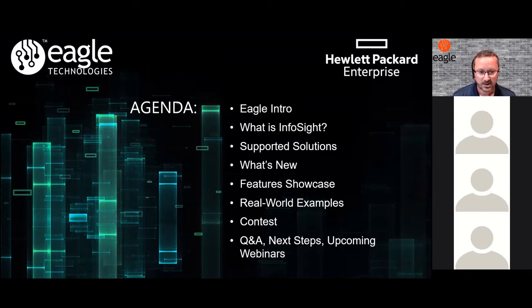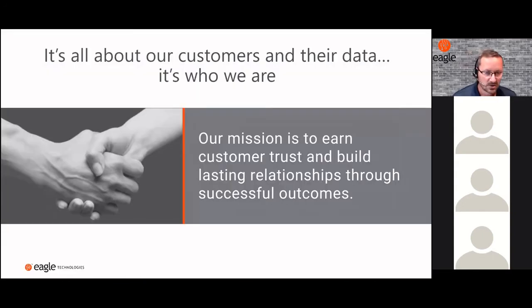Then I'm going to take over from Mike, and I'm going to go over what I call real world examples. I'll talk about problems you see in your environment, and then we'll talk about some of those features that Mike showcased and how we can solve those problems. Then we'll see who the winner of the contest is. I'll get into that on the next slide. And then if we have time after our 58 slides, we'll do some Q&A, next steps, and talk about some webinars.